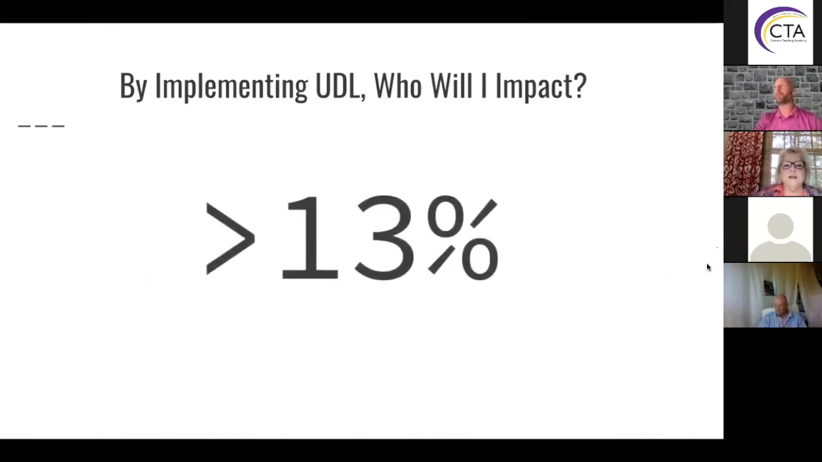All righty. So 13% of the population have disabilities. I think Matt mentioned that already. And IEPs address their specific needs. But by implementing UDL, you can impact 100% of your students. So I just wanted you to think about that with UDL and how you can really plan to accommodate the needs of all of your students.